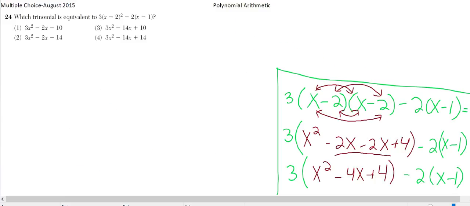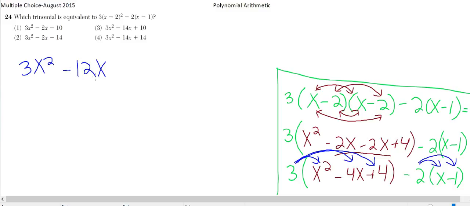Now we need to distribute the 3 over the x squared, the 4x, and the 4. And we have to distribute this minus 2 over the x and over the minus 1. So let's do that. We're going to write it back on the left side of the screen. 3 times x squared is 3x squared. 3 times negative 4x is negative 12x. 3 times 4 is 12. Minus 2 times x is negative 2x, and minus 2 times minus 1 is positive 2.